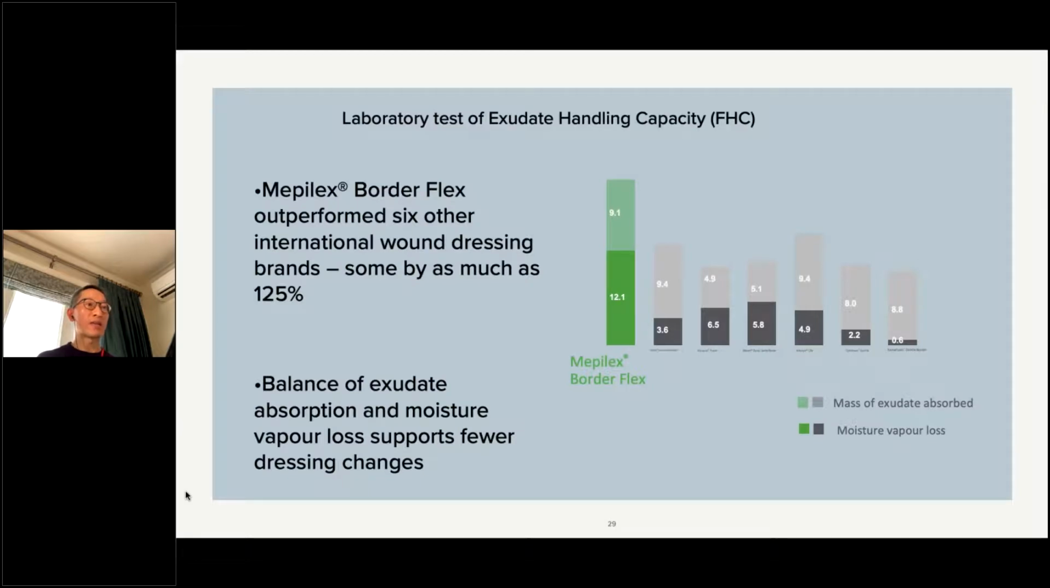So, and of course, one of the major factors is the dressing's ability to absorb a lot of the wound fluid. This is a histogram comparing Mepilex Border Flex with a number of leading foam dressings in the market. The lighter color indicates the volume of exudate absorbed in the foam dressing, and the darker color indicates the moisture vapor loss through the backing of the dressing. Consistently, Mepilex Border Flex is able to outperform other leading foam dressings out there in the market.